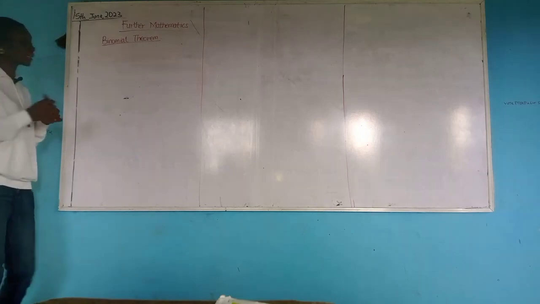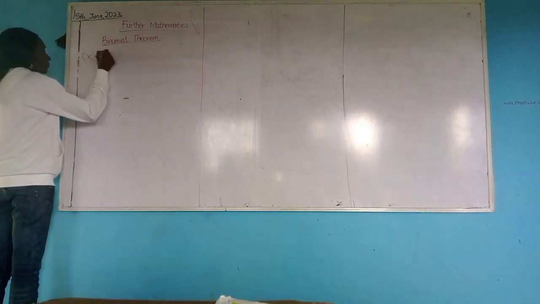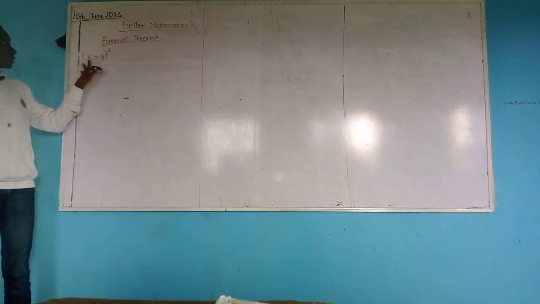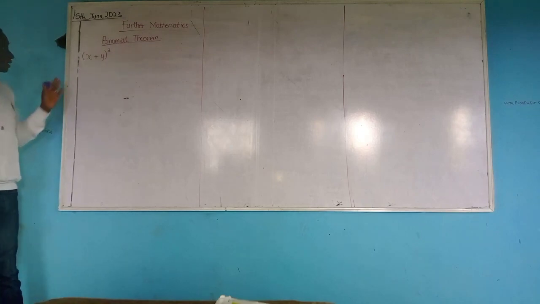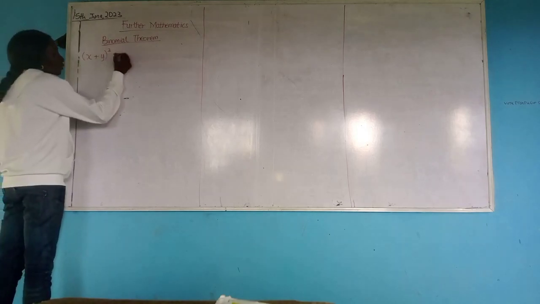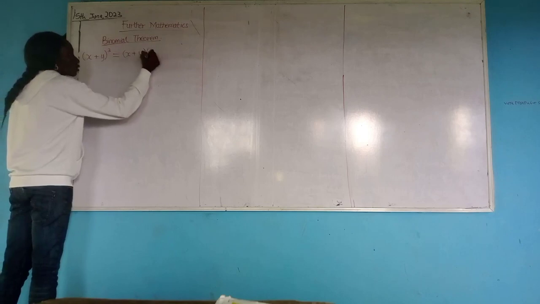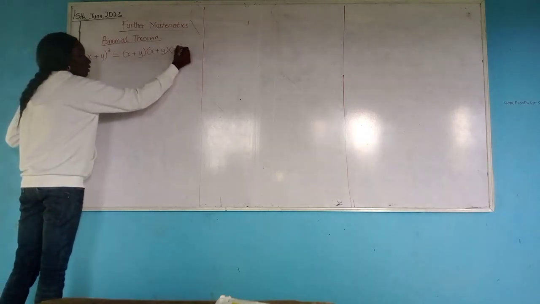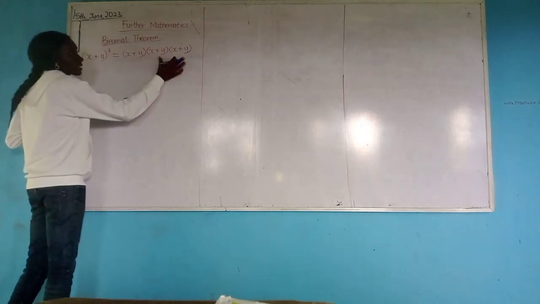Now, for instance, given an algebraic expression of this form, you could be asked to expand x plus y raised to power 3. By the normal way we expand, this is equivalent to x plus y into x plus y into another bracket x plus y. And it entails breaking this down.